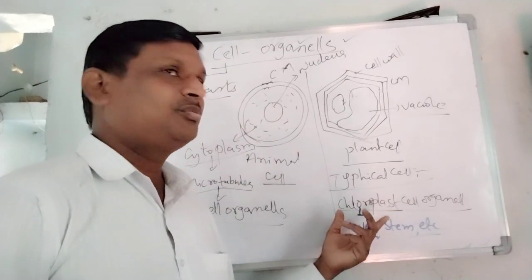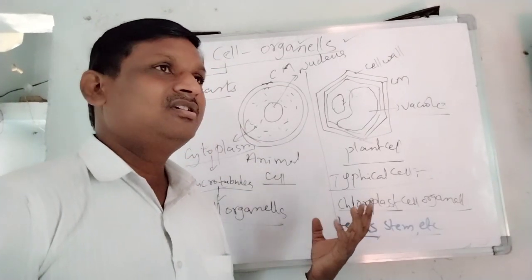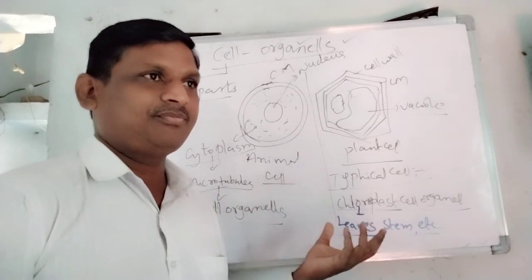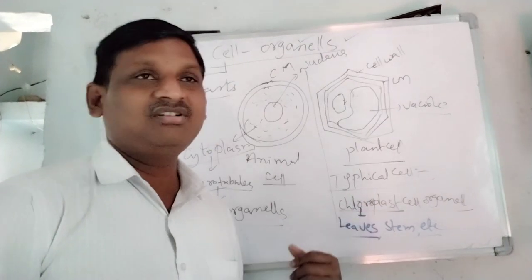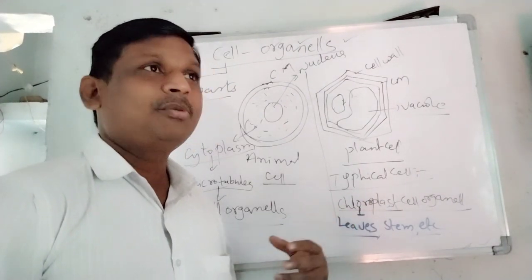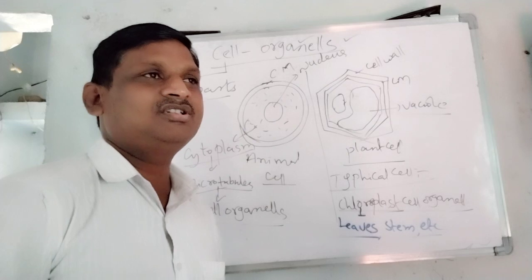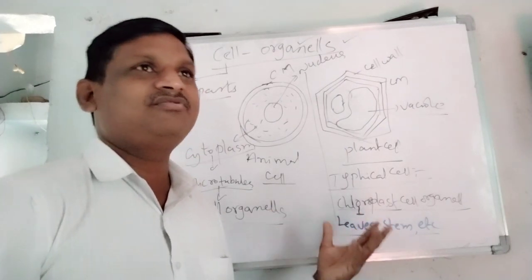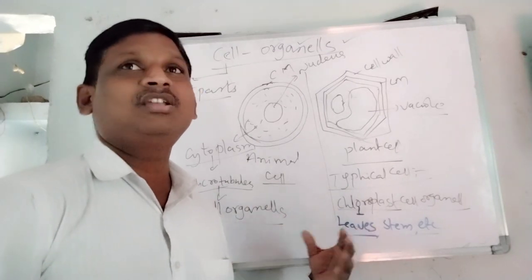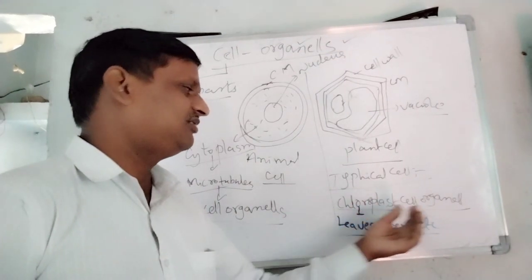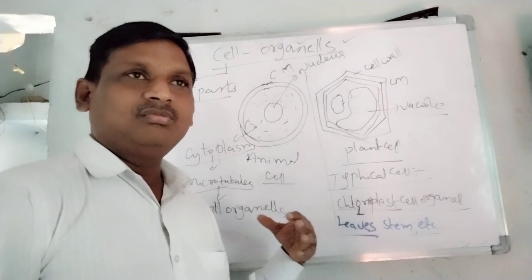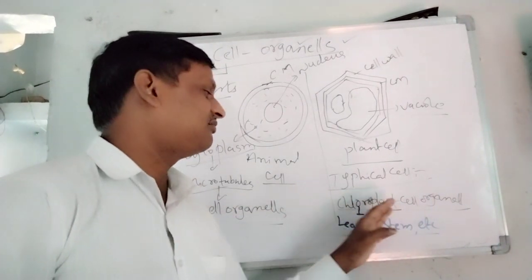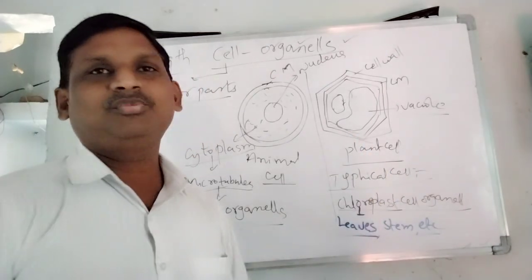Why? Because some of the plants are not autotrophic. They cannot prepare food by themselves. Some of the plant cells are parasitic plants also. For example, Cuscuta is one of the plants which cannot prepare food by itself. It does not consist of chloroplast, so chlorophyll is absent. So generally plant cells have chloroplast, but all the plant cells may not have chloroplast. That is what a typical cell is.